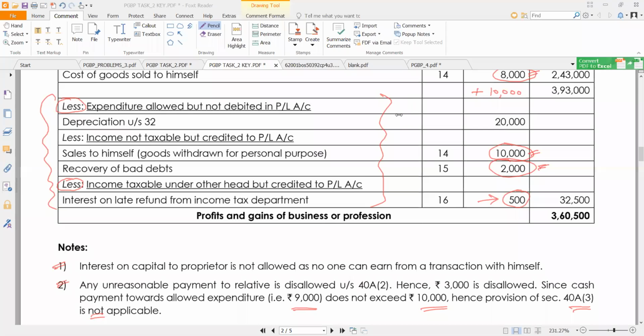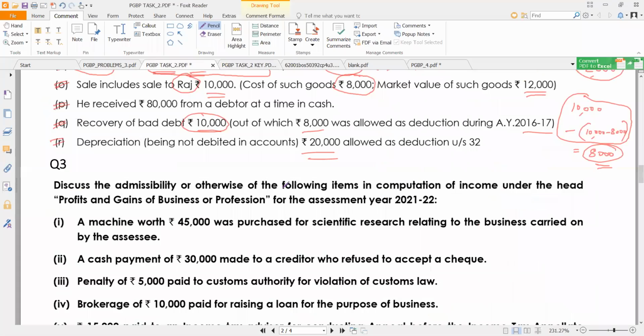Penalty for breach of duty shall be allowed a deduction, then why not subtracted? Which point are you talking about? Penalty for duty?